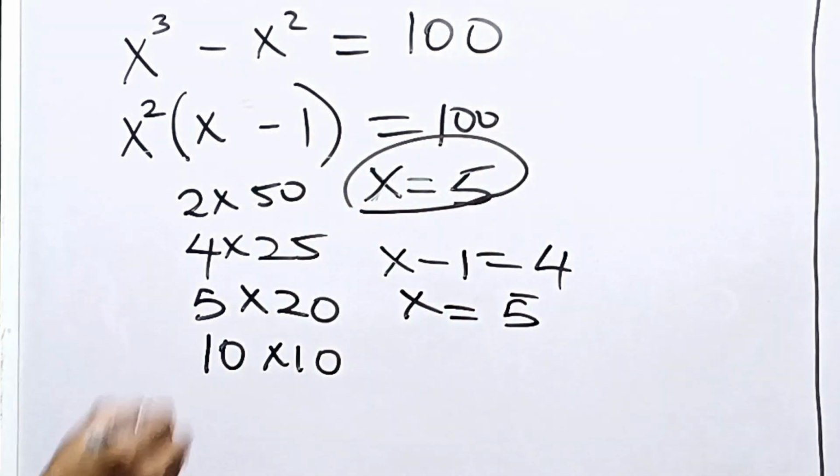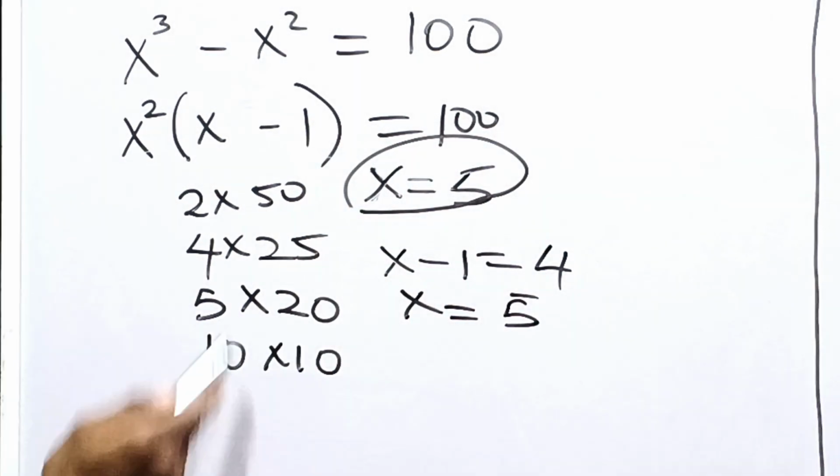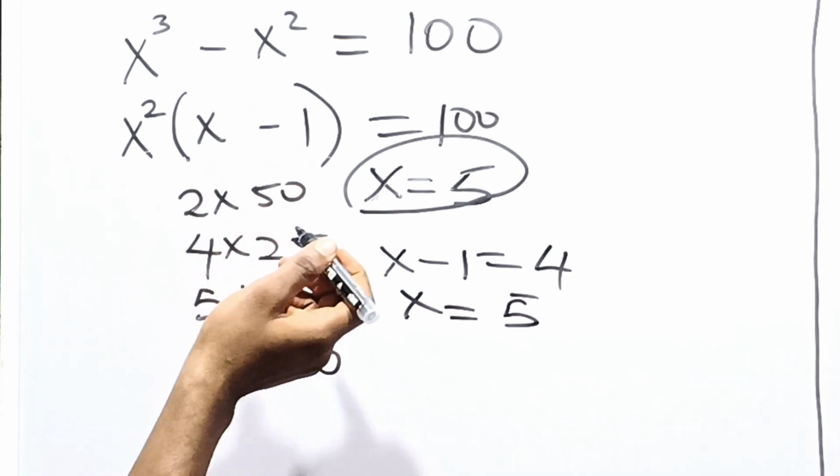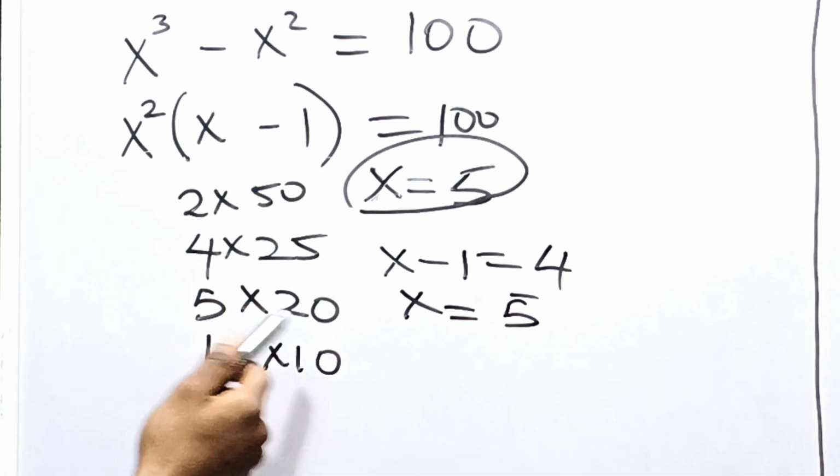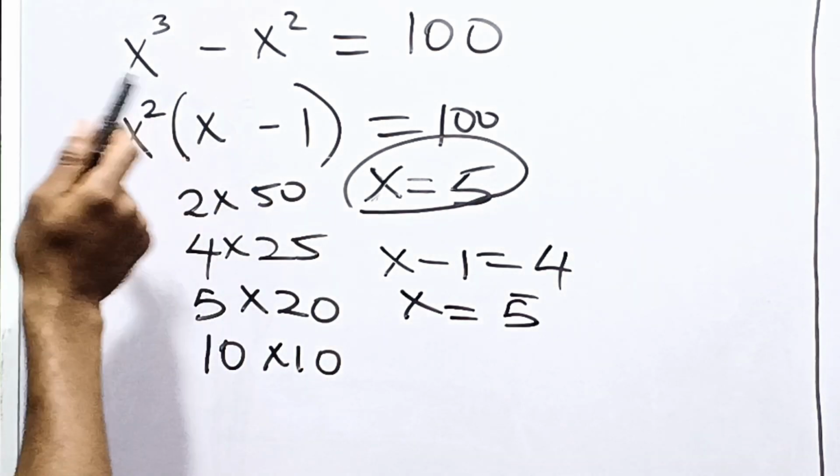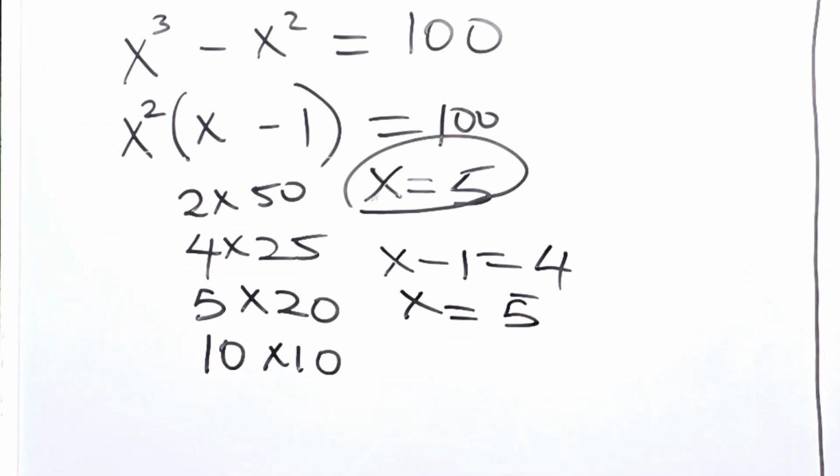Alright? So let's check for the next multiple. This is 5 again. This will now become 6, alright? 6 squared is 36, which is not equal to 20. For 10, this is 11. 11 squared is 121, which is not equal to 10. And the only answer we've gotten so far is that x is equal to 5.